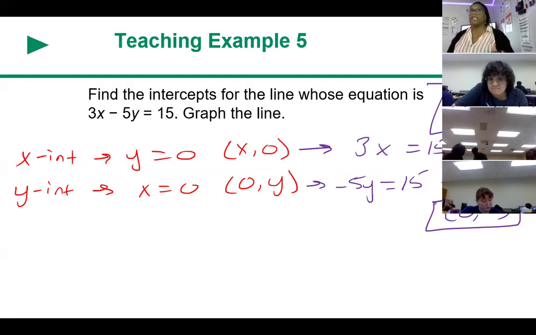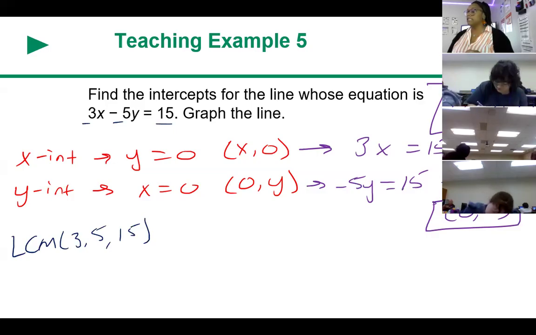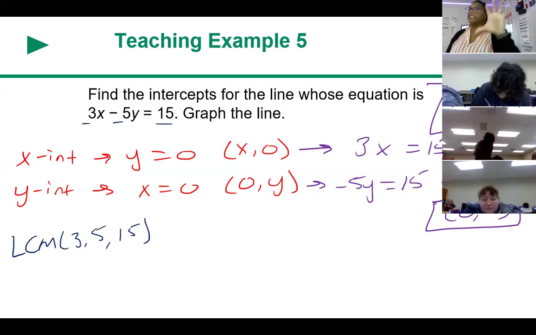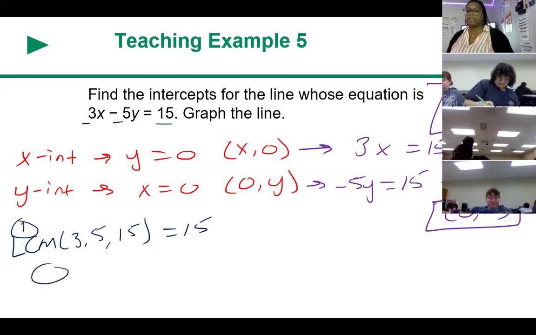So with that formula that we had, essentially what you're asking yourself is for the least common multiple between 3, negative 5, and 15. Do you guys remember finding least common multiple? Does that ring a bell? Yeah? Okay. Least common multiple, you're asking yourself, what is the smallest number that all three of these numbers equally divide into? And in this case, the least common multiple is 15. Once you have your least common multiple, you're going to divide everything by the least common multiple.